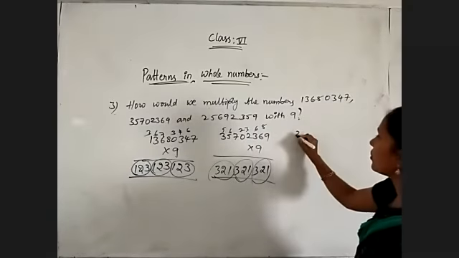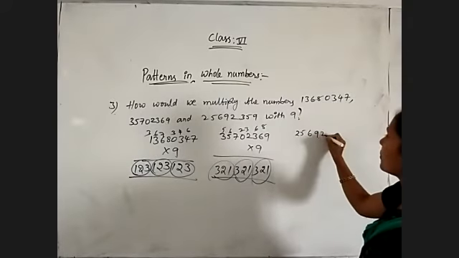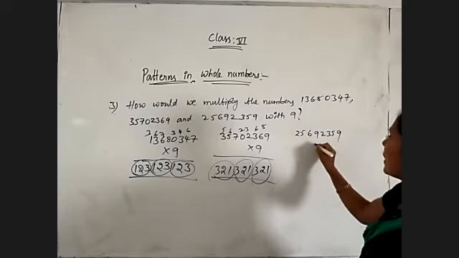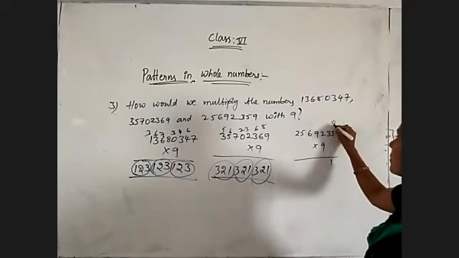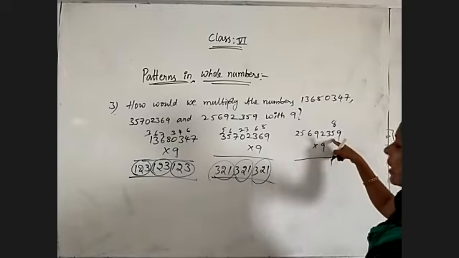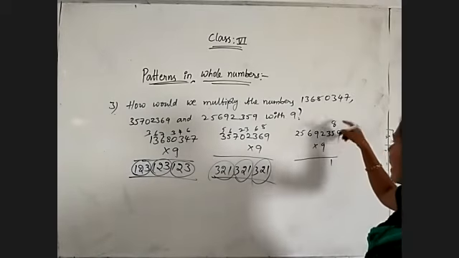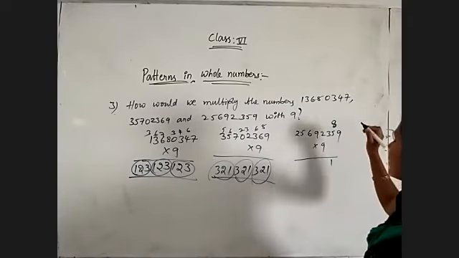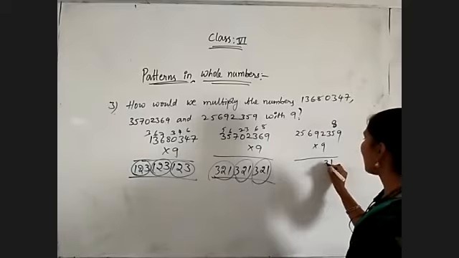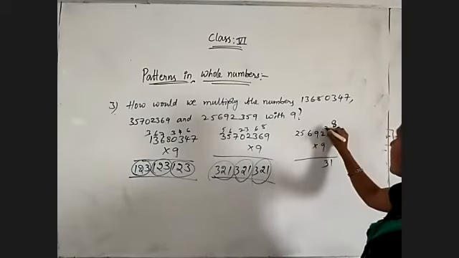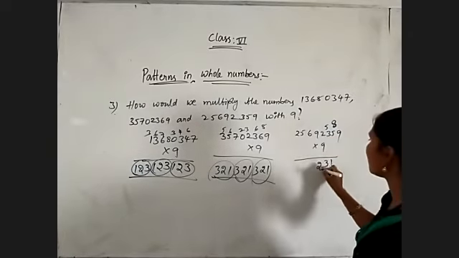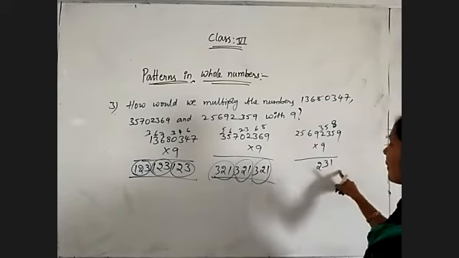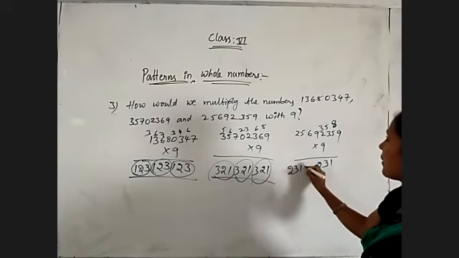Observe 2 5 6 9 2 3 5 9 into 9. 9 9s are 81. 9 5s are 45 plus 8, 53. 9 3s are 27 plus 5, 32. So 2 3 1 we got. Compulsory we will get 231, 231.